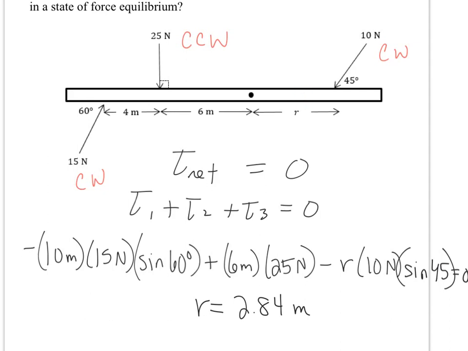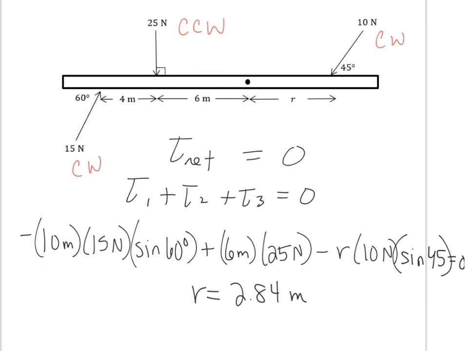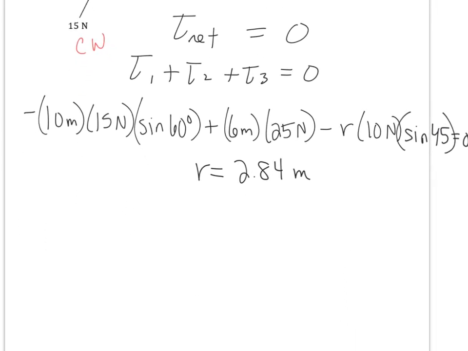The follow-up to this question says, is the rod also in a state of force equilibrium? Well, for rotational equilibrium, we said the net torque equals 0. To get force equilibrium, the net force has to equal 0. So we have to really find the net force in the x direction and the net force in the y direction. And we don't know if it's equal to 0. We have to figure it out. And if it is equal to 0, we know that it is in force equilibrium.